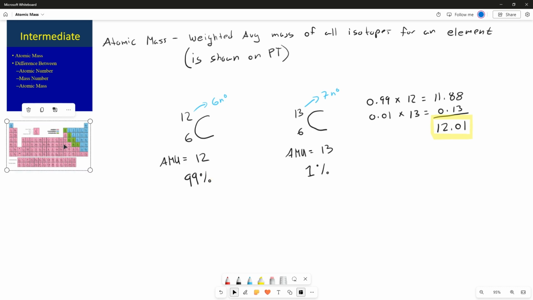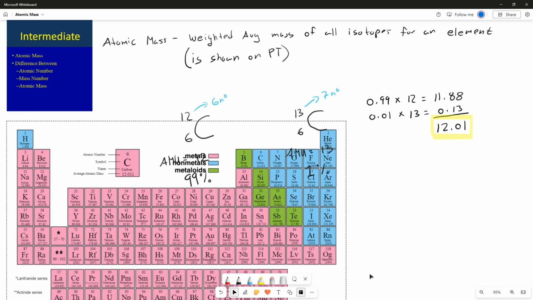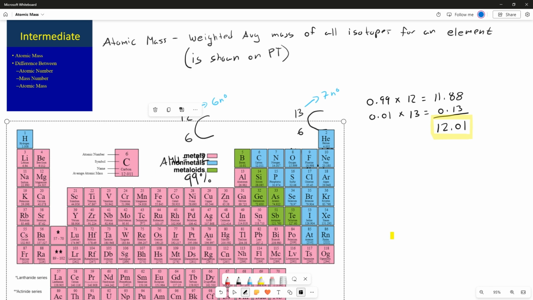So let's take a look on the periodic table. We zoom in there and we look at carbon. We can see that for carbon, the atomic mass is 12.01. So that's how you calculate the atomic mass, and that's what these decimal numbers are at the bottom of the periodic table. It's kind of interesting because no carbon atom in the universe actually weighs 12.01. They all either weigh 12 or 13, but the average mass is 12.01.